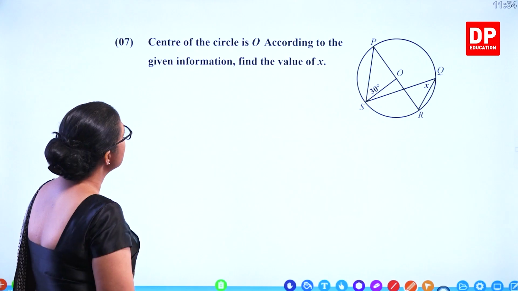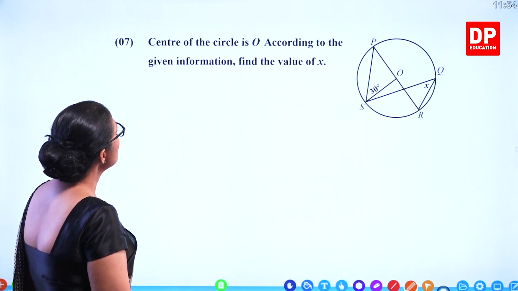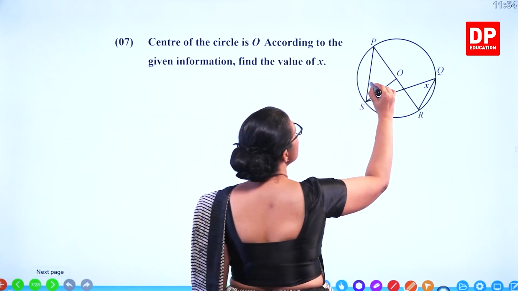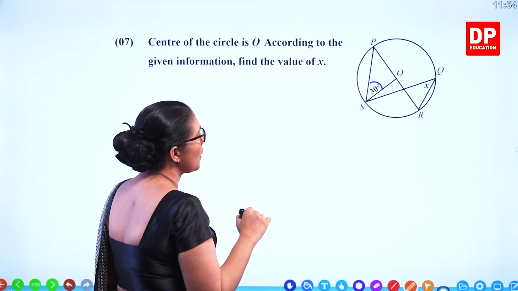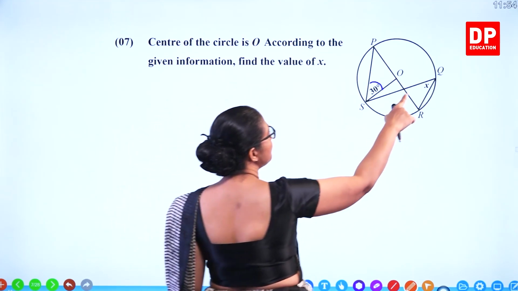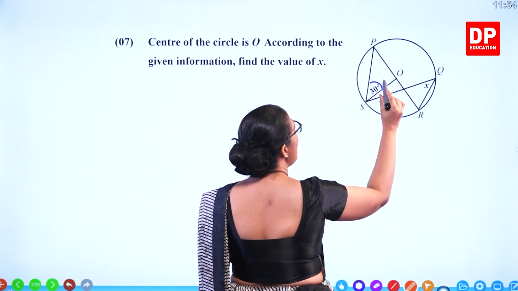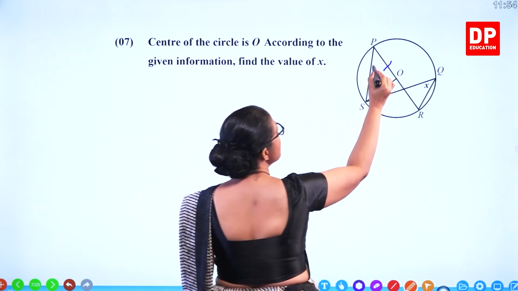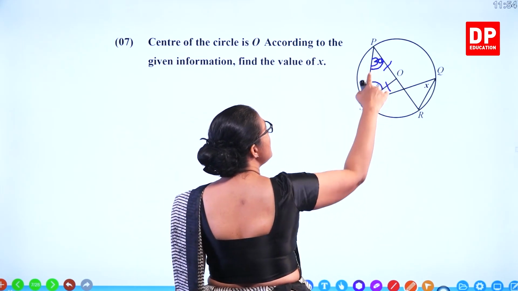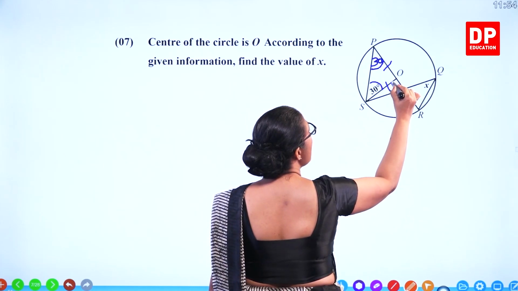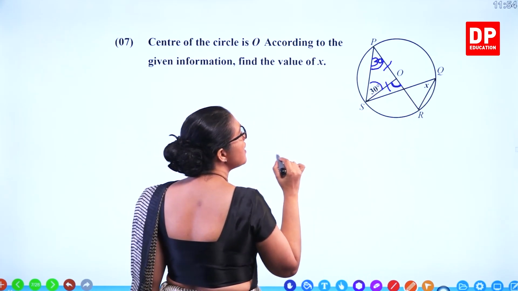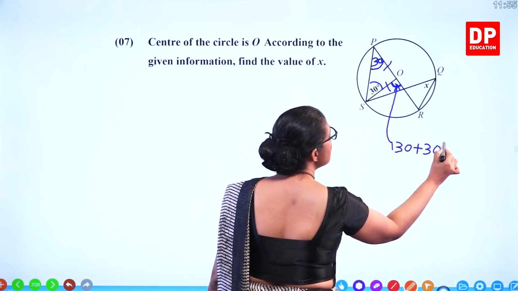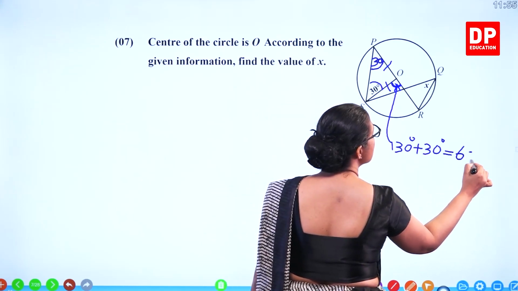Question number 7. Center of the circle is O. According to the given information, find the value of x. So this is given 30. So find the value of x, this one. Now, if this is 30, these two lengths are equal, radii, so this is 30. If this is 30 and this is 30, what is this angle? That's the exterior angle. That's 60 degrees, the sum of the two angles, 30 and 30.